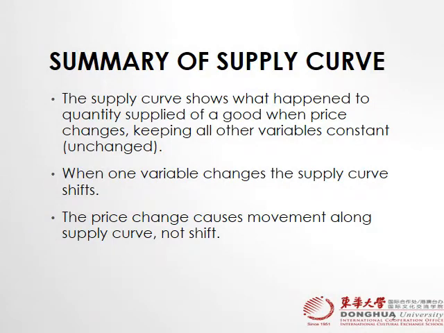So the summary of supply curve is that the supply curve shows what happens to the quantity supplied of a good when price changes, keeping all other variables constant. And when another variable changes, the supply curve shifts. Increase means shift to the right, decrease means shift to the left. And what is movement? Movement is when quantity supplied increases or decreases, but the reason is just price. We say that this is movement along the curve.